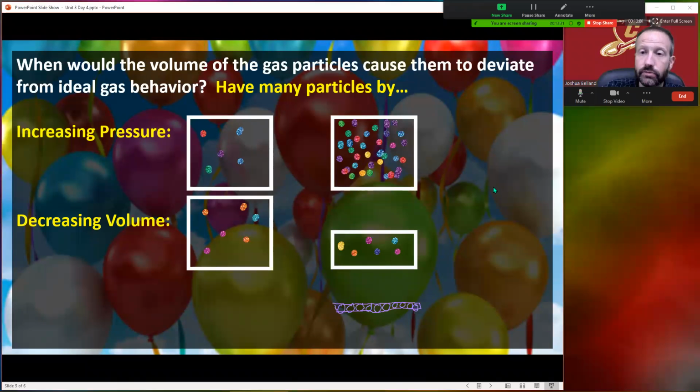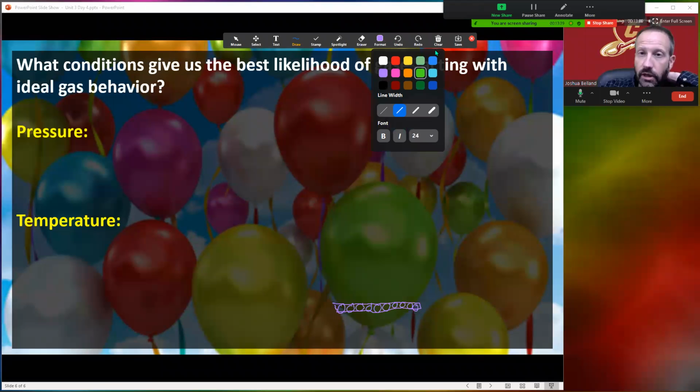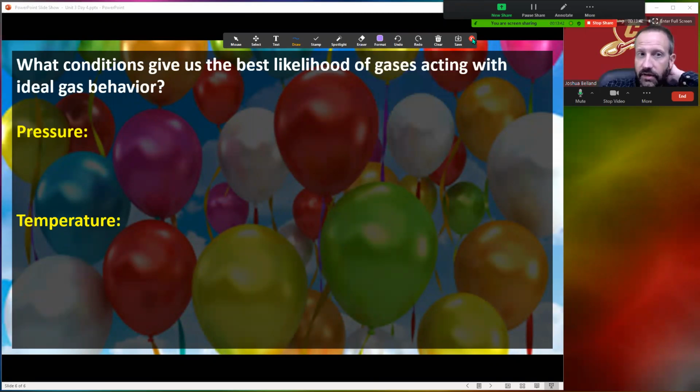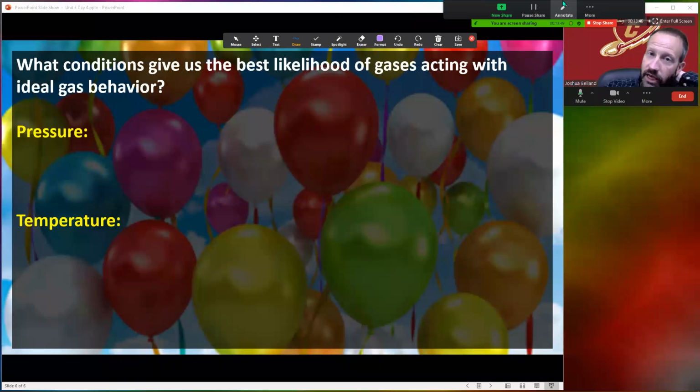Let's summarize. What are the conditions where I am likely to have a gas deviate from ideal gas behavior? What do we know about pressure? I'm less likely to get ideal gas behavior if my pressure is, did you say large? If my pressure is large or high. At high pressures, I'm less likely to get ideal gas behavior.